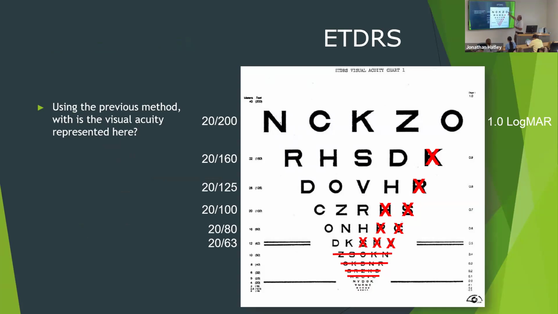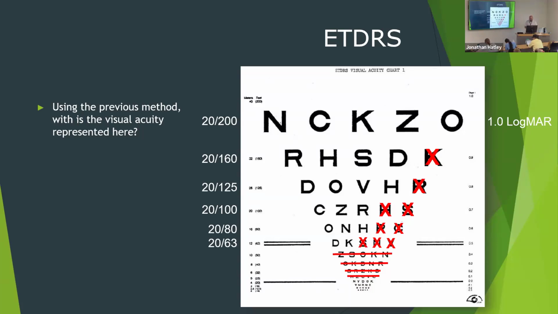So based on what we've previously talked about, the patient got all 5 letters correct on the top here, and so we're starting off with a base logMAR of 1.0. We don't have to worry about anything from there. LogMAR of 1.0. And now we count the number of letters that the patient got right. 4, 8, 9, 10, 11, 12, 13, 14, 15, 16. Okay.